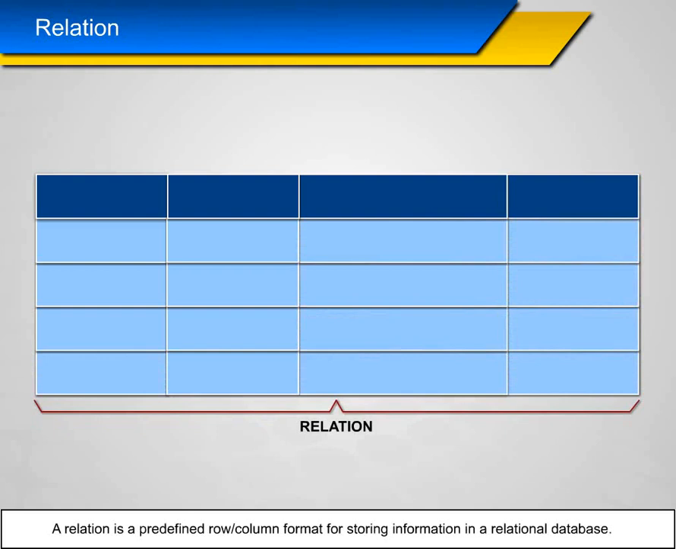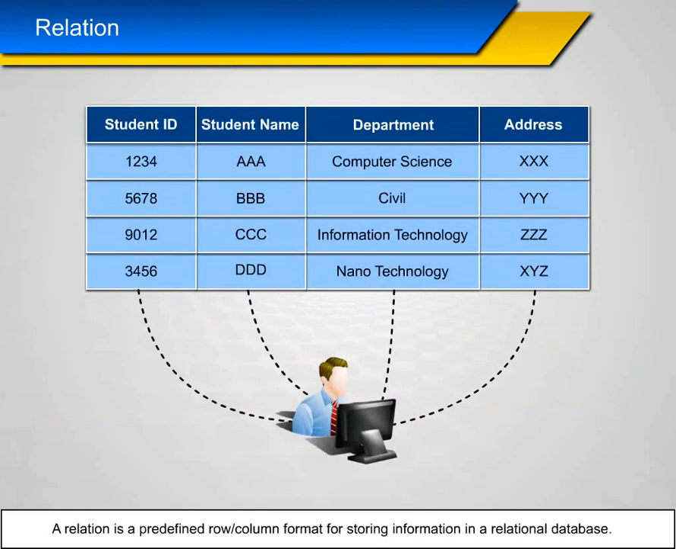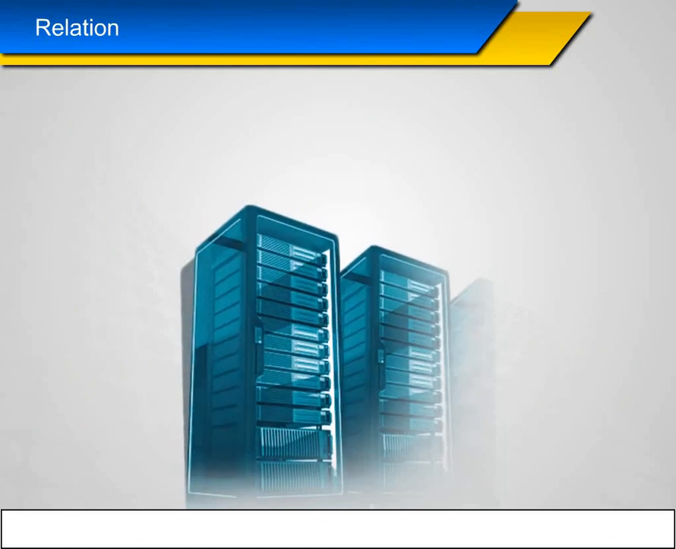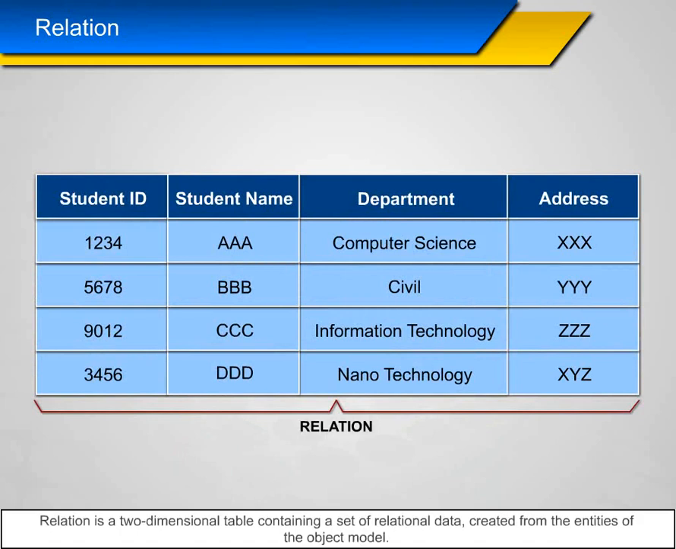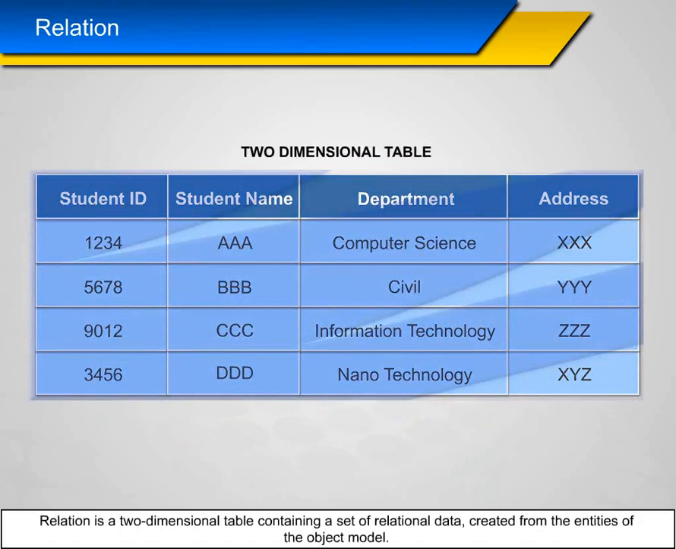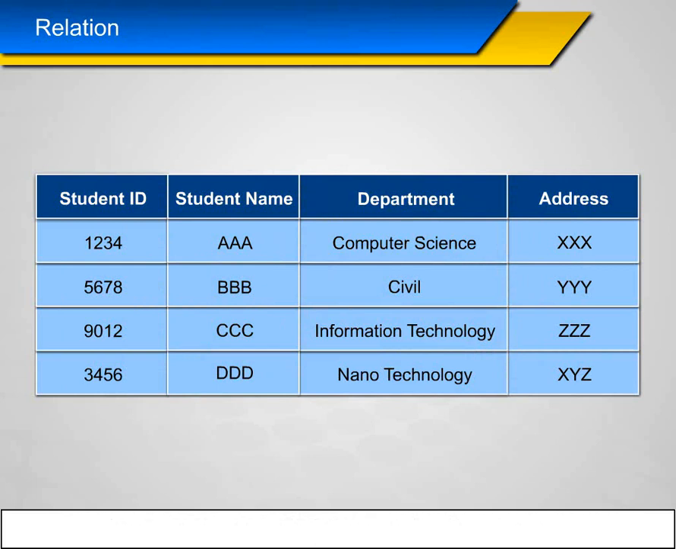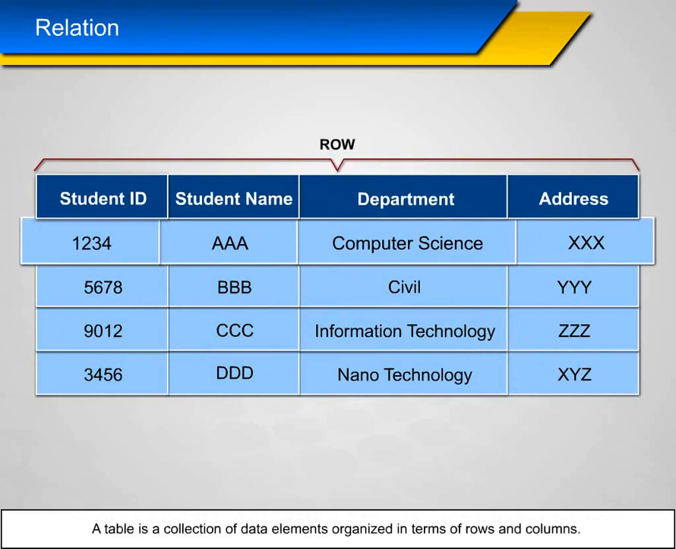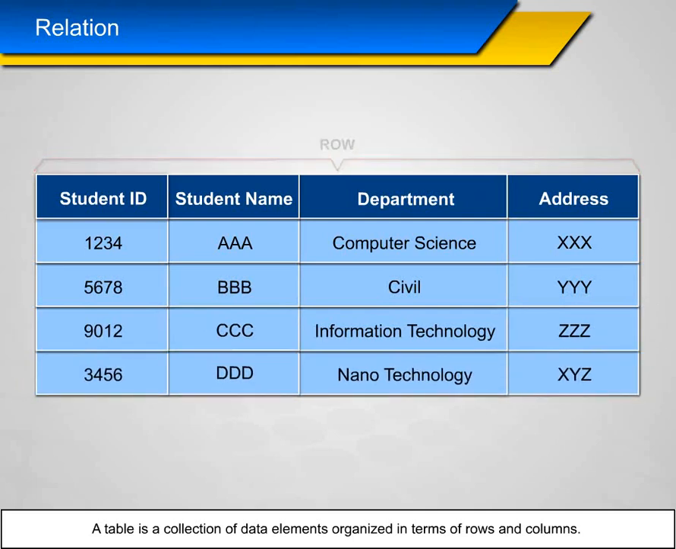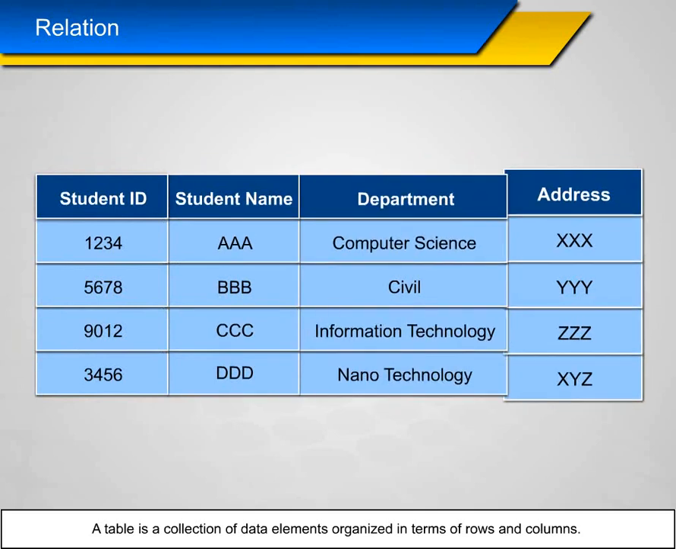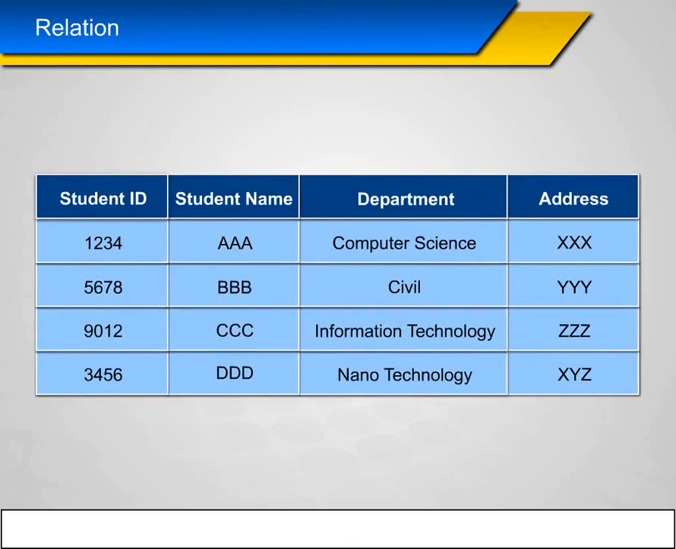Relation. A relation is a pre-defined row or column format for storing information in a relational database. A relation is a two-dimensional table containing a set of relational data created from the entities of the object model. A table is a collection of data elements organized in terms of rows and columns. Example: student table shown.